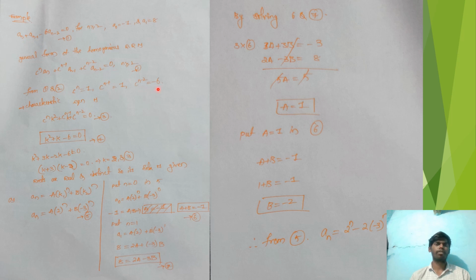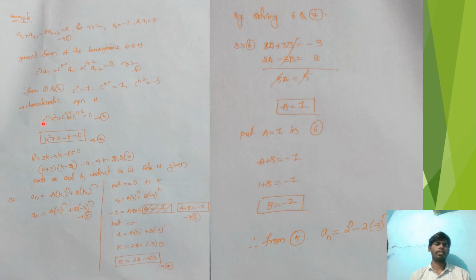And coming to c_{n-2}, here the value is minus 6. So now we have to find the characteristic equation of the second order homogeneous recurrence relation. Let us see that characteristic equation. Since it is a second order homogeneous recurrence relation, we use the degree of 2: c_n k squared plus c_{n-1} k plus c_{n-2}, so that we will get the characteristic equation.